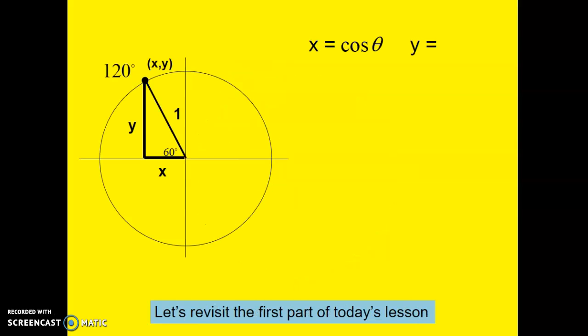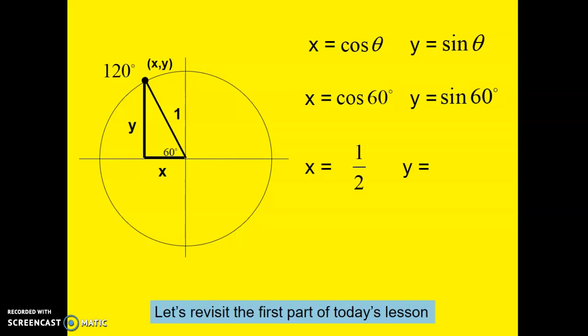So if we know x is cosine and y is sine, and we put 60 degrees in for theta, for cosine and for sine, then if you think about the cosine of 60, based off the chart when we did the 30, 60, 90 triangles, the cosine of 60 was 1/2. The sine of 60 is root 3 over 2. So we're going to put those values in for x and y at that point.